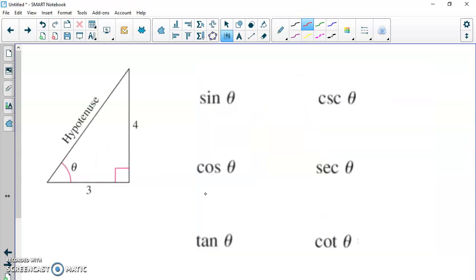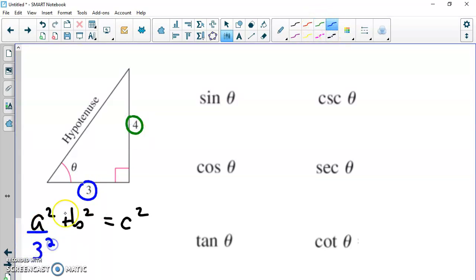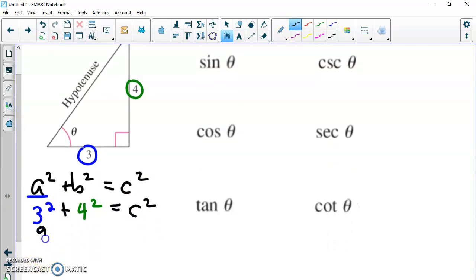Okay, so let's talk about it here. Once you have two sides of a right triangle, you can find the third one using the Pythagorean theorem: a squared plus b squared equals c squared. A and B are just the legs. Make sure that you keep them separate. So I'm going to say A is 3 and B is 4. So in this case, 3 squared plus 4 squared equals our hypotenuse squared. So 9 plus 16, 25 is c squared. So c will equal 5.